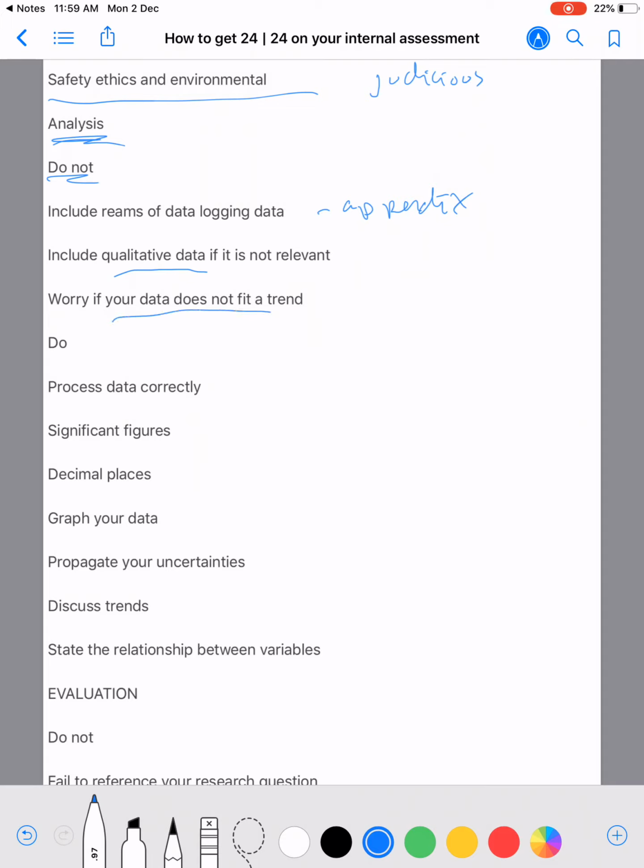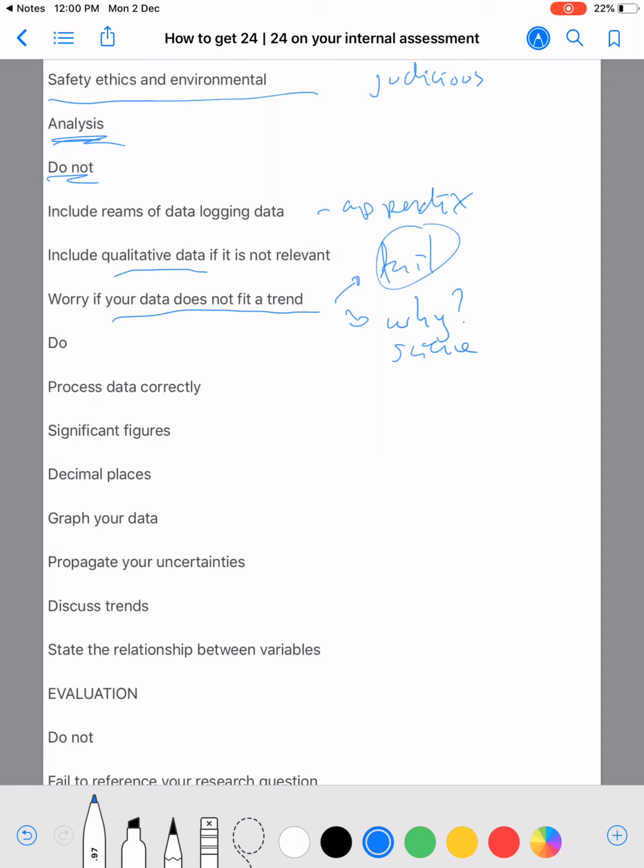What about if your data doesn't fit a trend? You could think, oh, that's an epic fail. It's not going to happen. Well, no, it's not. If you can talk about why it didn't fit the trend, why did it not fit the trend? What's the science behind why your trend was completely different to expected or all over the place?